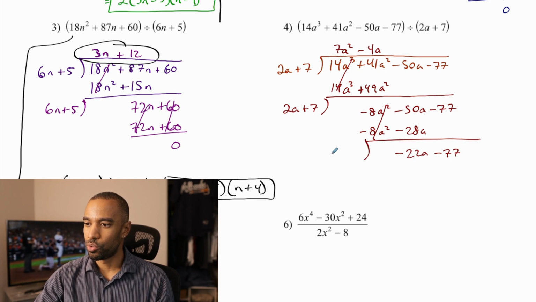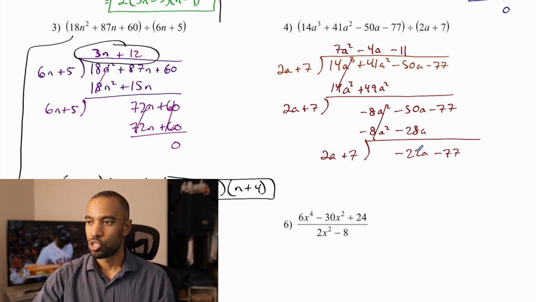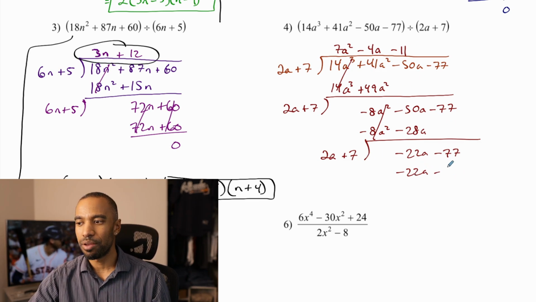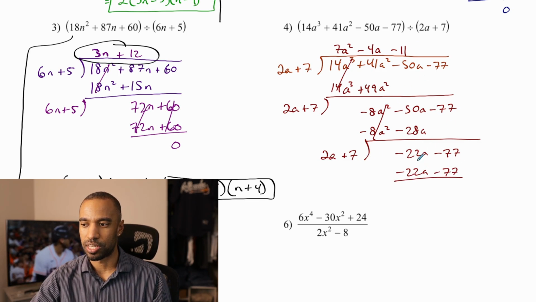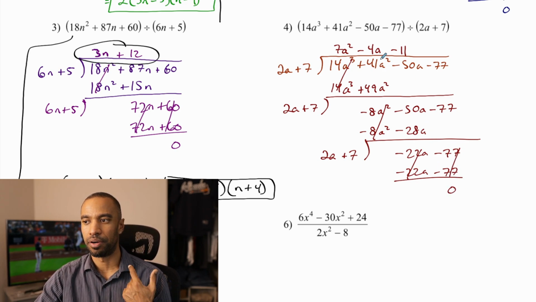All right, 2a plus 7. How many times does 2a go into negative 22a? Negative 11 times, of course. 2a times negative 11 is negative 22a. So, I really am just doing the problems at this stage. A little drill and kill with that. I'm really just talking through how I'm going through the problem there. There's a remainder of 0, and there's your final result.